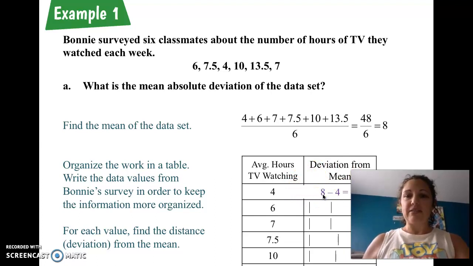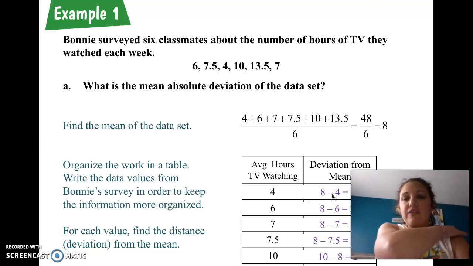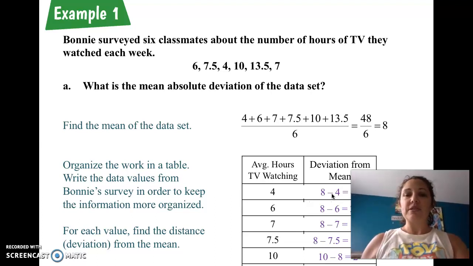So the mean was 8. 8 is 4 away from 4. 6 is 2 away. 7 is 1 away. 7.5 is a half away. 10 is 2 away. And then I don't think you can see that last one is 13.5. It is 5.5 away from our average, our mean of 8. Okay, so the first thing we're doing is finding our mean. Then we're going to figure out how far away each number is from that mean.